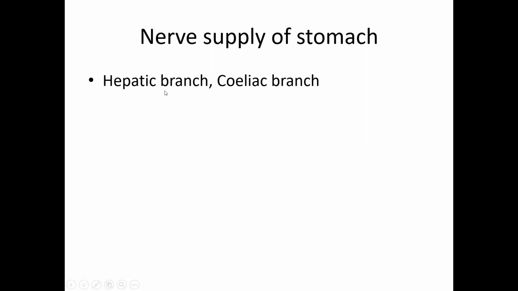So there is a hepatic branch, which is fibers of the left vagus, which has now become the anterior vagal trunk, and the right vagus, which has become the posterior vagal trunk, goes and forms a plexus around the celiac artery. Before that, it has supplied the stomach. So both the branches, hepatic branch and celiac branch, will supply the stomach.